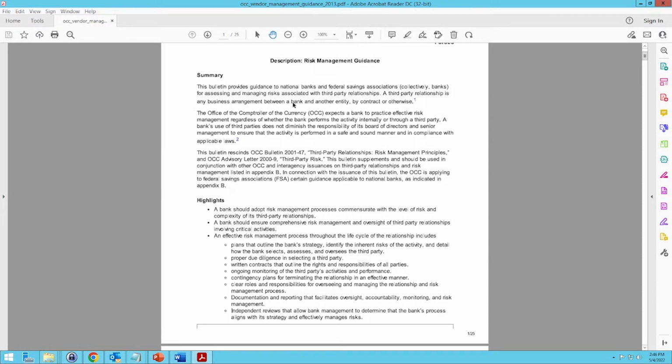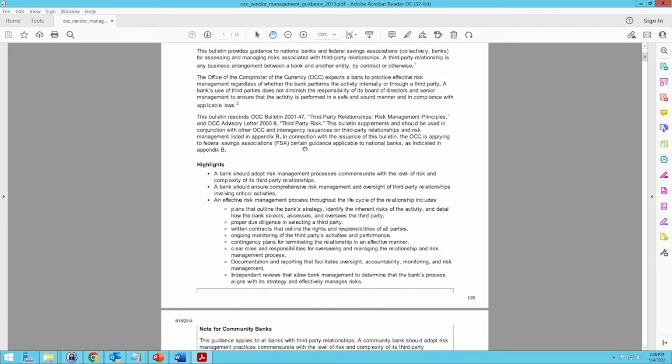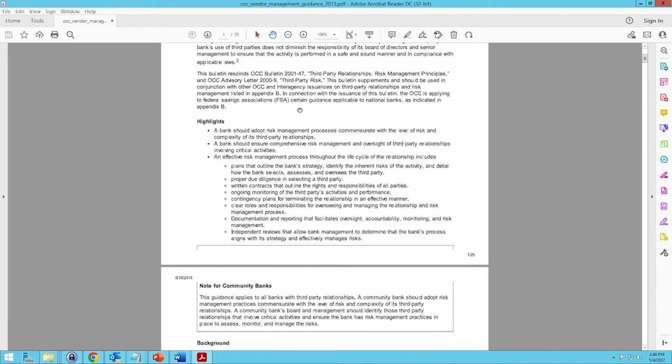That is, any business arrangement between a bank and another entity. In the highlights, we see that the risk management process we adopt should always be commensurate with the level of risk and complexity of the third-party relationships. We want to see a comprehensive risk management and oversight involving critical activities.